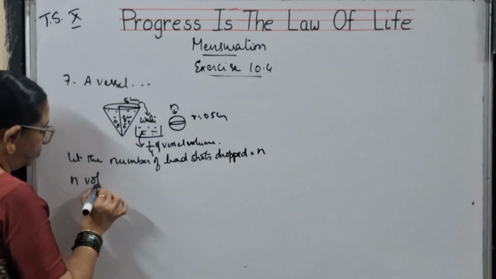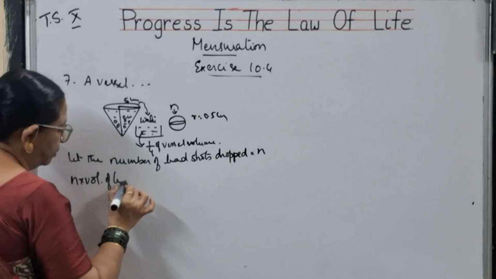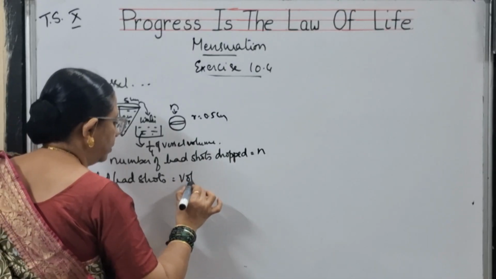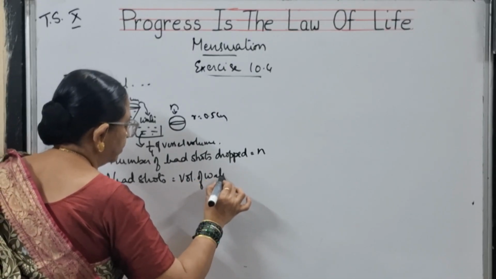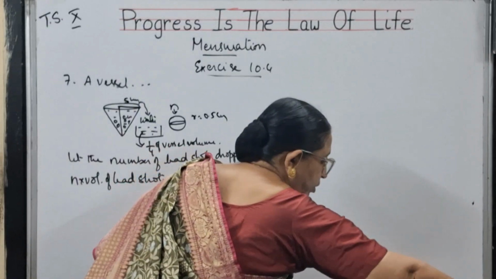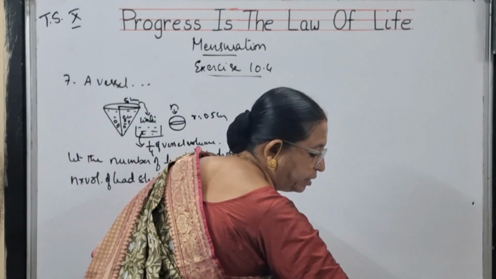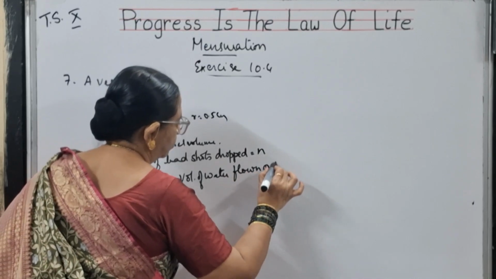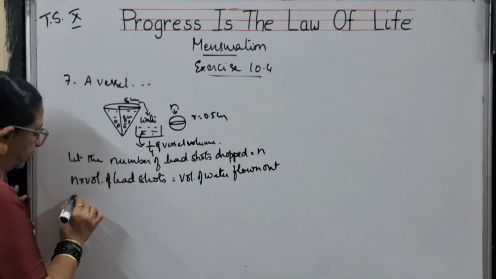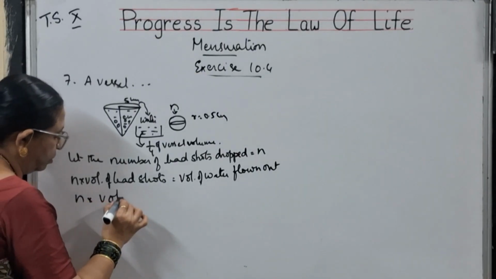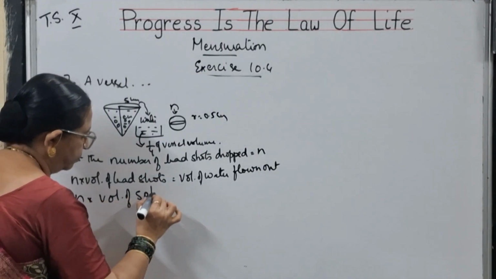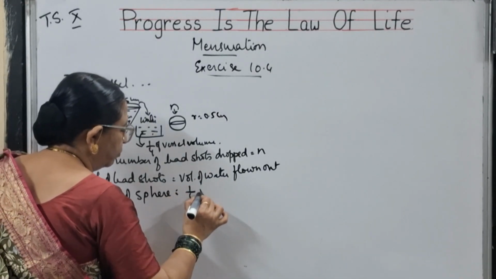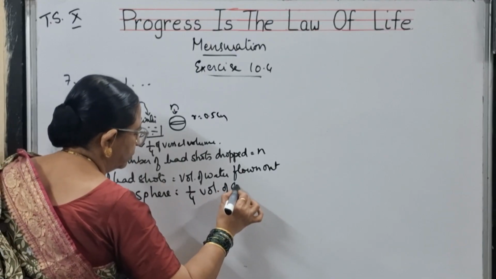Now, according to the problem, what can you say? N times the volume of a lead shot is equal to the volume of water. What have they given? The volume of water that has flown out. The volume of lead shots is nothing but the volume of a sphere, and the volume of water flown out is nothing but 1/4 the volume of the cone.